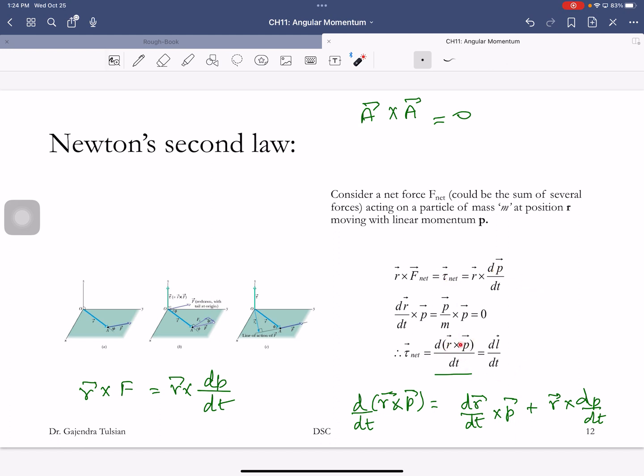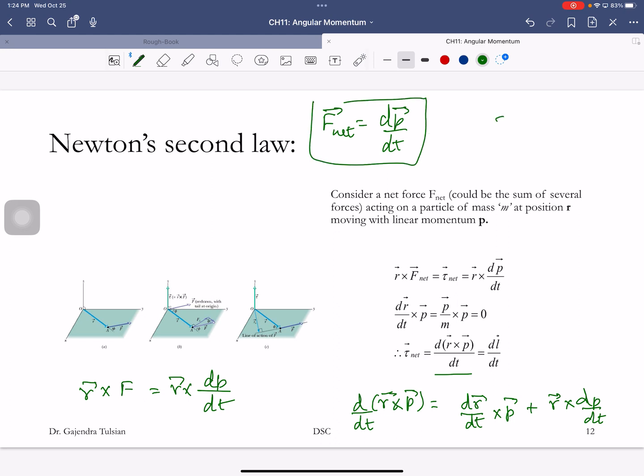But this guy is angular momentum. So there is your Newton's second law. So net torque acting on the object is equal to dL by dt, rate of change of angular momentum. Okay? So we proved this for a very simple case, but it's generally true. So what I want you to remember for the rest of your life is the following. This is Newton's second law for linear motion. And this is Newton's second law for angular motion.